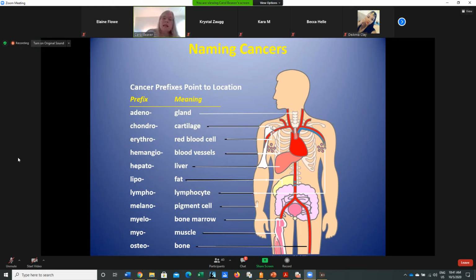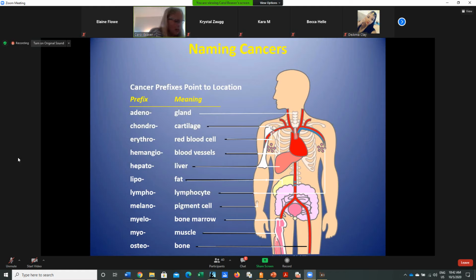So that's how you can look at it. You can say an adenoma, or if it's a cancerous lesion, it can be an adenocarcinoma, and it could be chondroma or chondrosarcoma. Erythro, well, that one doesn't really fit, but hemangioma or hemangiosarcoma, something like that. Osteo means bone, so the cancer arising in bone is osteosarcoma.